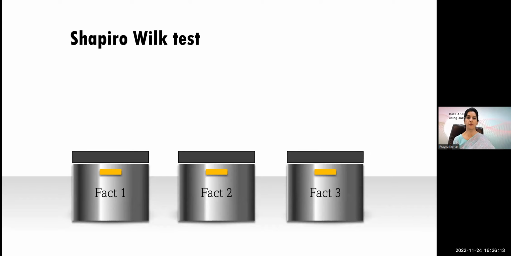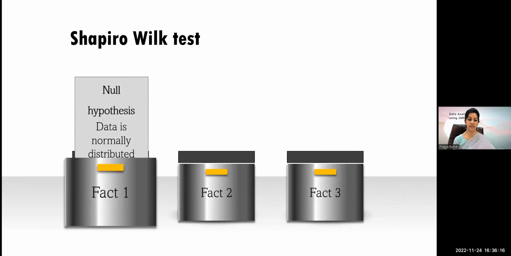So coming to the Shapiro-Wilk test. In this case, the null hypothesis says that the data is normally distributed. In most hypothesis testing, you always want your null hypothesis to be rejected, and in that case your p-value will be less than 0.05. But in Shapiro-Wilk, since the null hypothesis states that the data is normally distributed, it is desirable that the p-value should be more than 0.05, because we want our data to be normally distributed. Then only we can apply so many parametric tests.